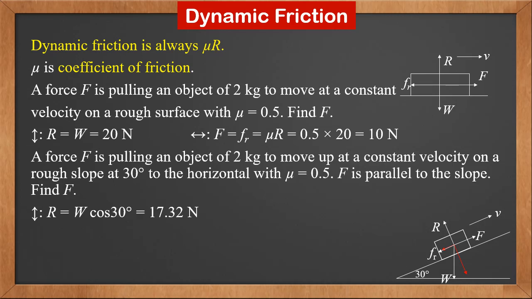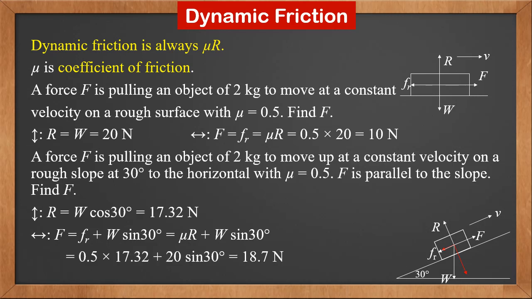It is 17.32 Newton. Horizontally, F equals friction plus the weight's horizontal component. Dynamic friction is μR. So F is μR plus W sine 30 degrees. Put in the values, we get F as 18.7 Newton.